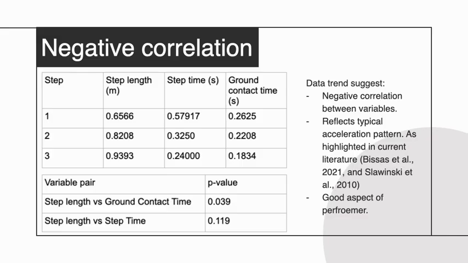Here in the slide, you can see that we recorded the data, and we have a negative correlation between both step length and ground contact time, and step length versus step time. This data trend suggests that the negative correlation was present, which reflects a typical acceleration pattern shown in elite athletes and elite sprinters, as highlighted in the literature by Bias et al. in 2021 and Slabinski et al. in 2010, which is a good indicator that the participant's performance wasn't as bad as they originally thought.